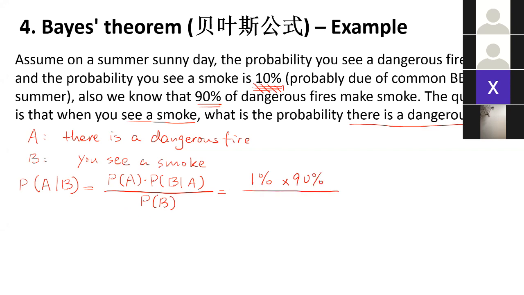And for the denominator, this is the probability of B. That means in the summer, the probability that you see smoke. And this probability is 10%, because it says here the probability you see smoke is 10%. So here we got all the numbers we need, and we do not need to expand it any further. After calculation, this probability is 9%. That means the probability of there being a dangerous fire given you see smoke is 9%.